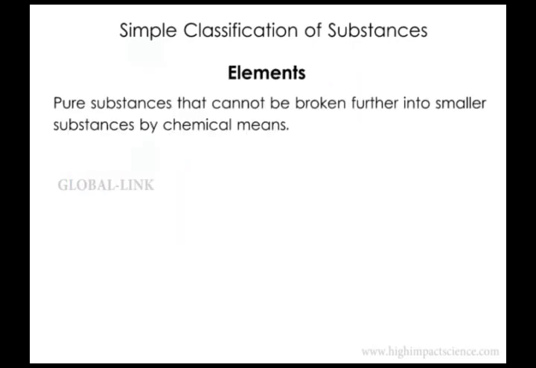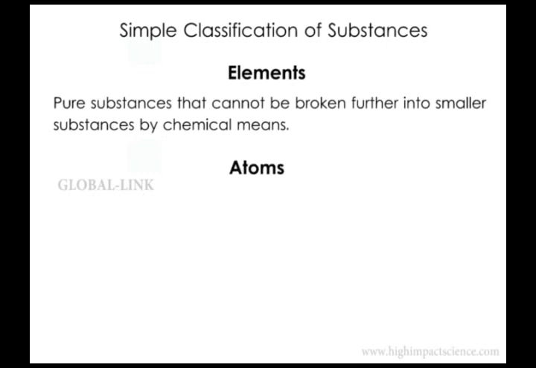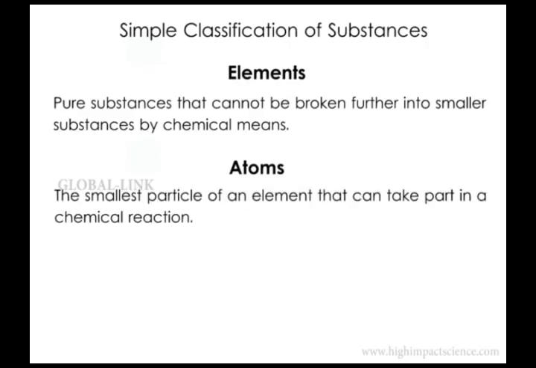An element is a pure substance that cannot be broken further into smaller substances by chemical means. Examples of elements include sodium, hydrogen, carbon, nitrogen, sulfur, and many others. In nature, there are over 110 known elements, and they are arranged in what we call a periodic table that we will see in Form 2. Elements are made up of atoms. An atom is defined as the smallest particle of an element that can take part in a chemical reaction. Atoms of the same element are similar and different from those of other elements.